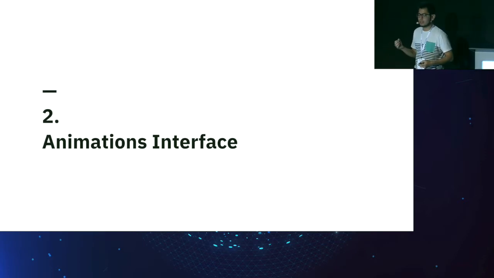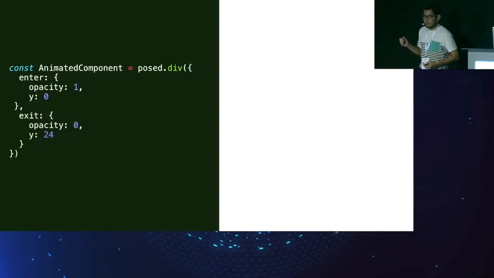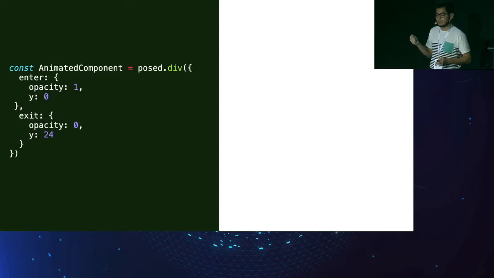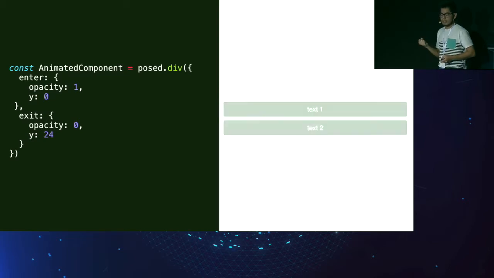Second thing that we liked was the animation interface. So let's see an example, finally. We have an enter and an exit animation property, and it's really simple. I will transform in the y-axis, and then I will change the opacity as well. It will show something like this.